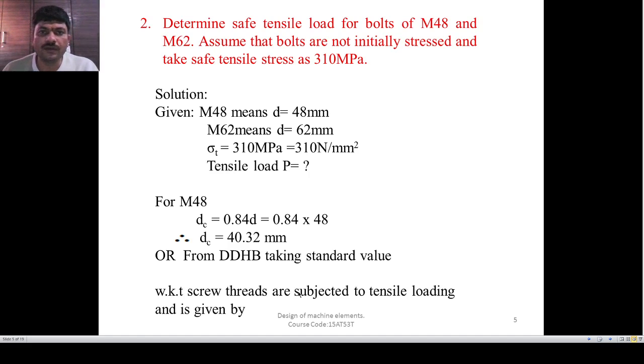Suppose you are using the coarse series. In the coarse series there is availability of data for the bolt only up to M39. So there is no alternative, you have to use the equation. Since in almost all problems we are assuming a coarse thread only, we are using this value.